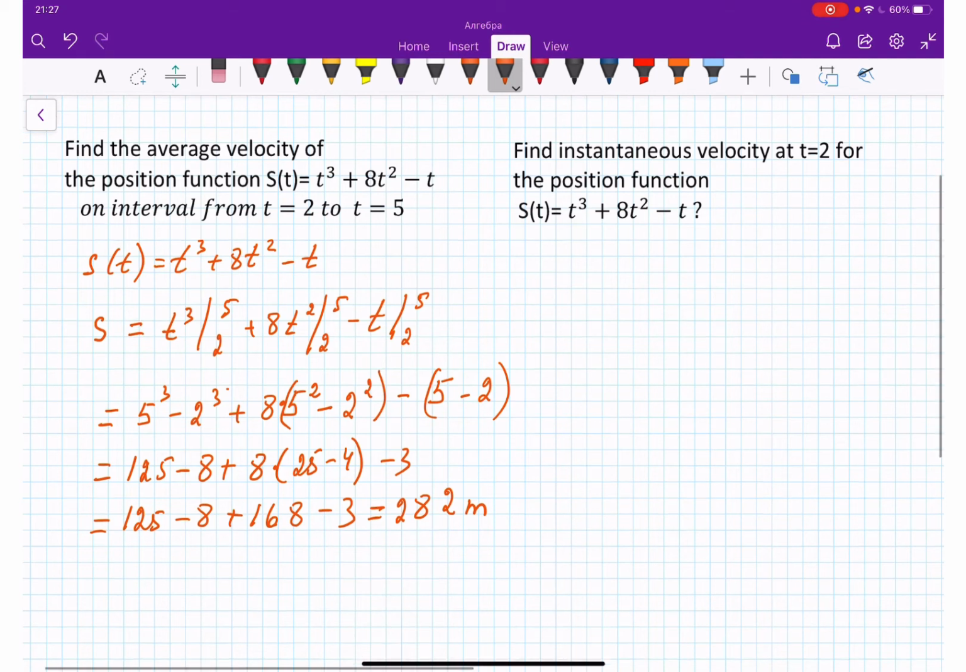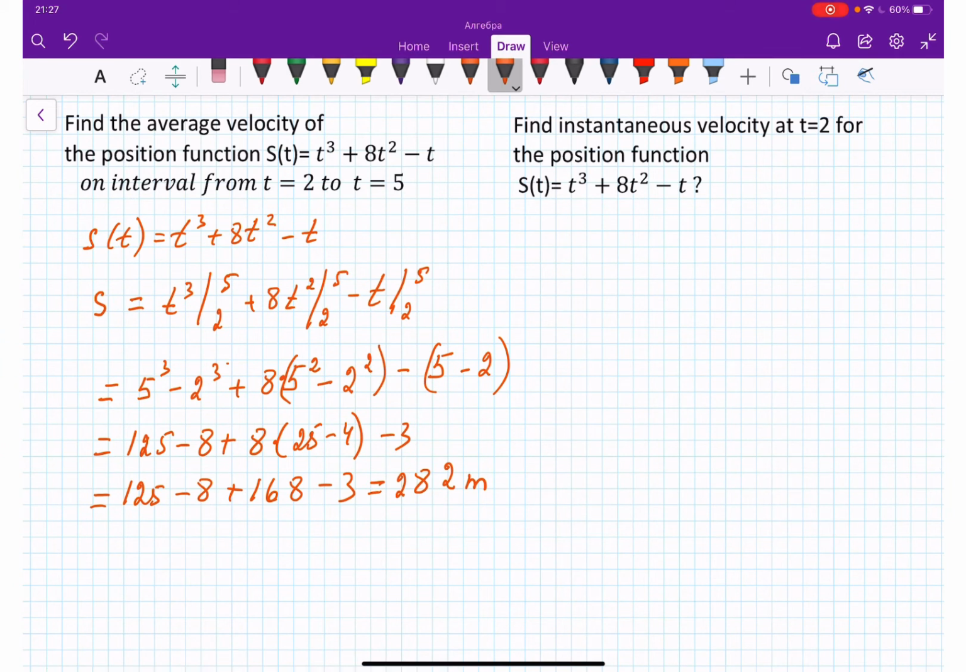Okay, we are good. So the average velocity is equal to, we are taking displacement of 282 and dividing by total time for this displacement, 5 minus 2. And we are getting 282 divided by 3.